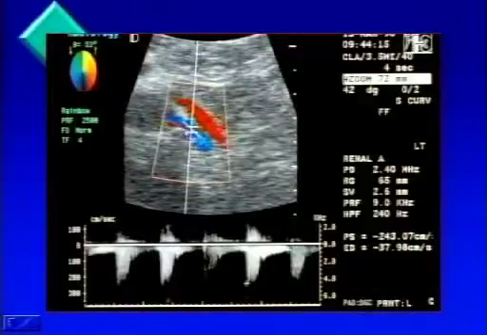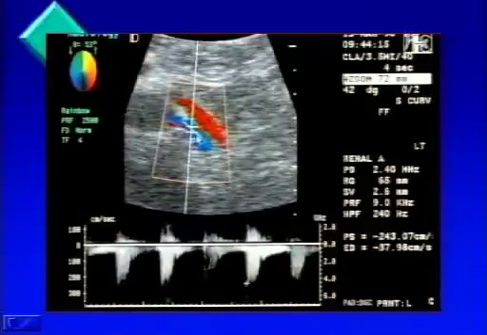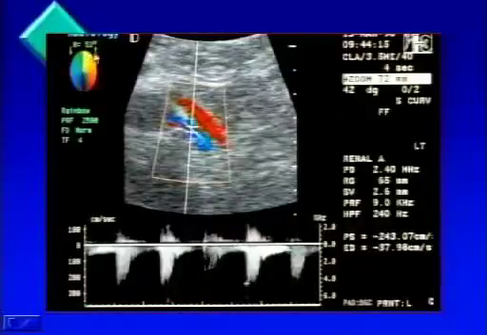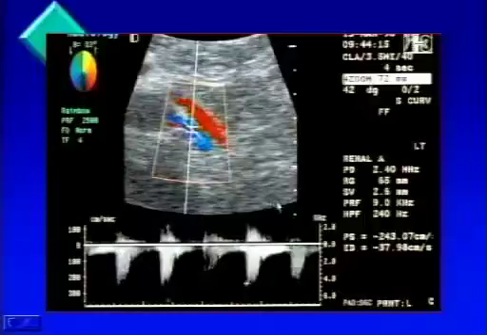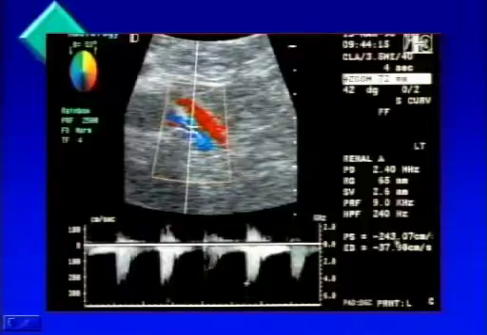this is how you have to get used to looking at it. We also notice that the angle cursor has been properly placed within the vessel so that it's parallel to the vessel wall. And so we double check that our angle is less than 60 degrees, and it is. It's 53 degrees. When we measure our peak systolic velocity, we see that it's 243 centimeters per second with an end diastolic velocity of 37.